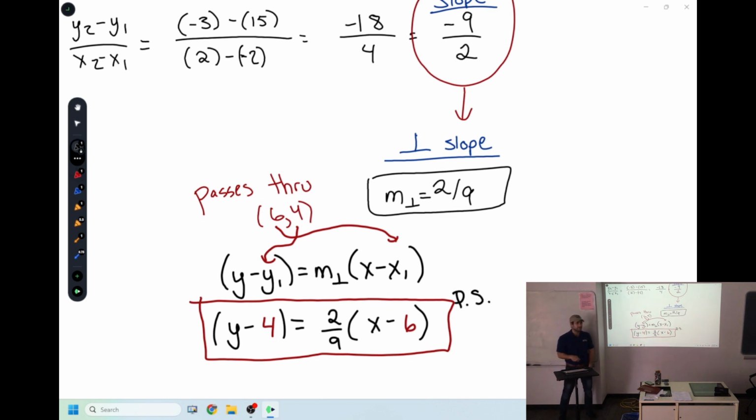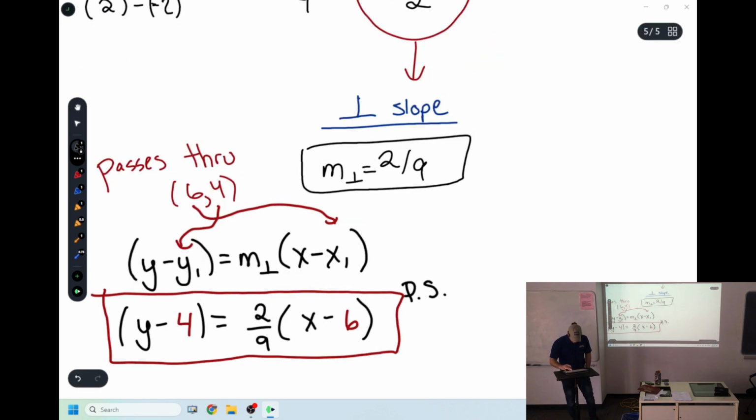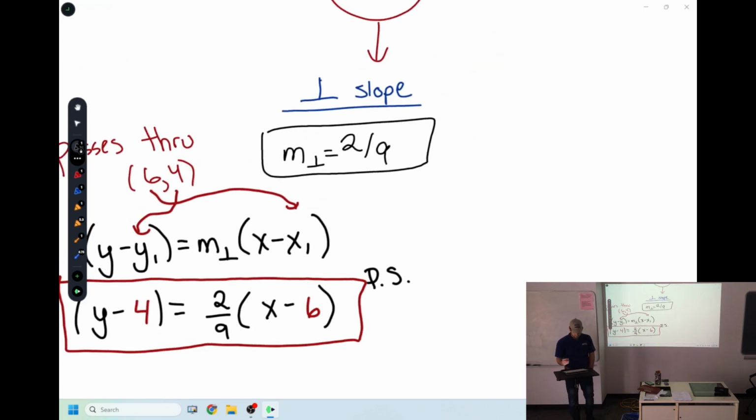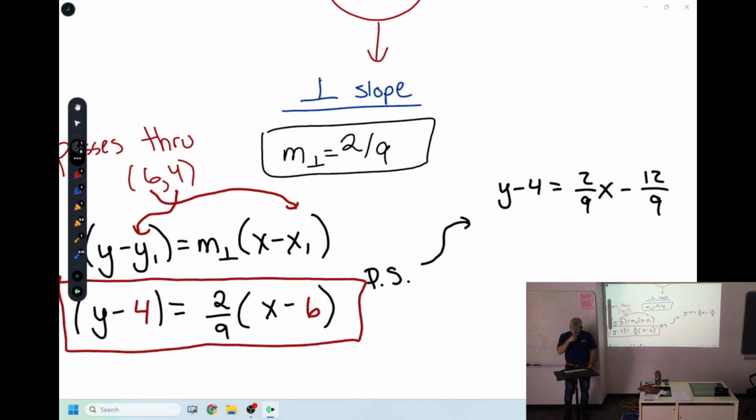But because it's not 10 yet, I'm going to go ahead and be cool. So it means we got y minus 4 equals 2 over 9 x minus 12 over 9. Just distributed. 12 over 9 reduces to 4 over 3, dividing by 3 both times. Yep.